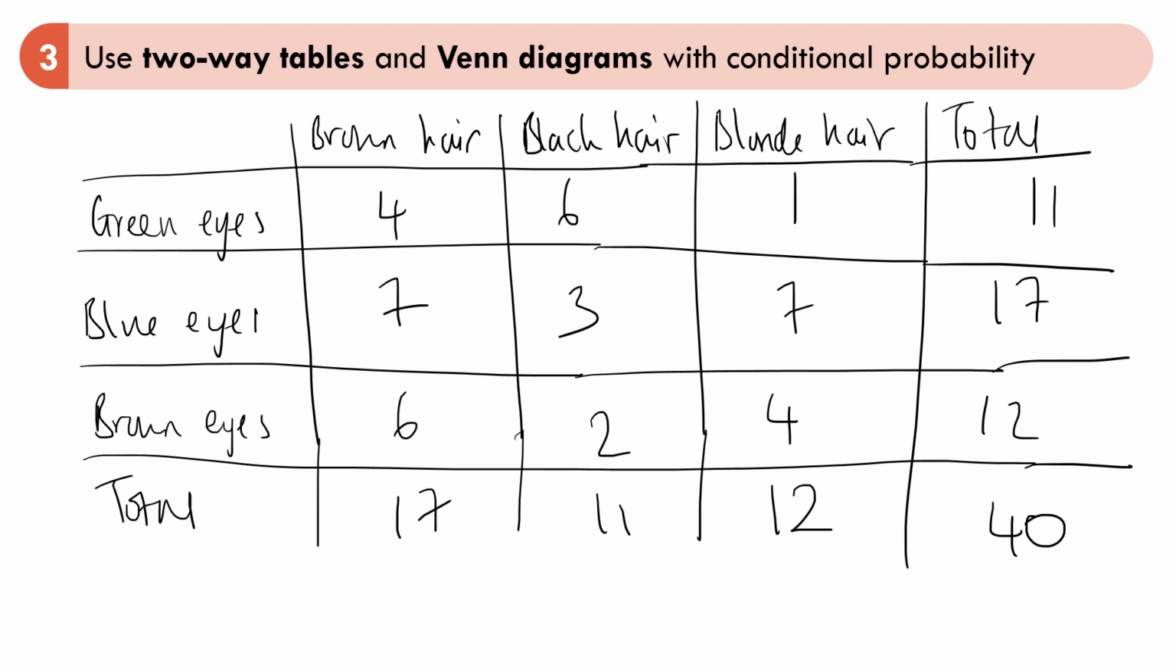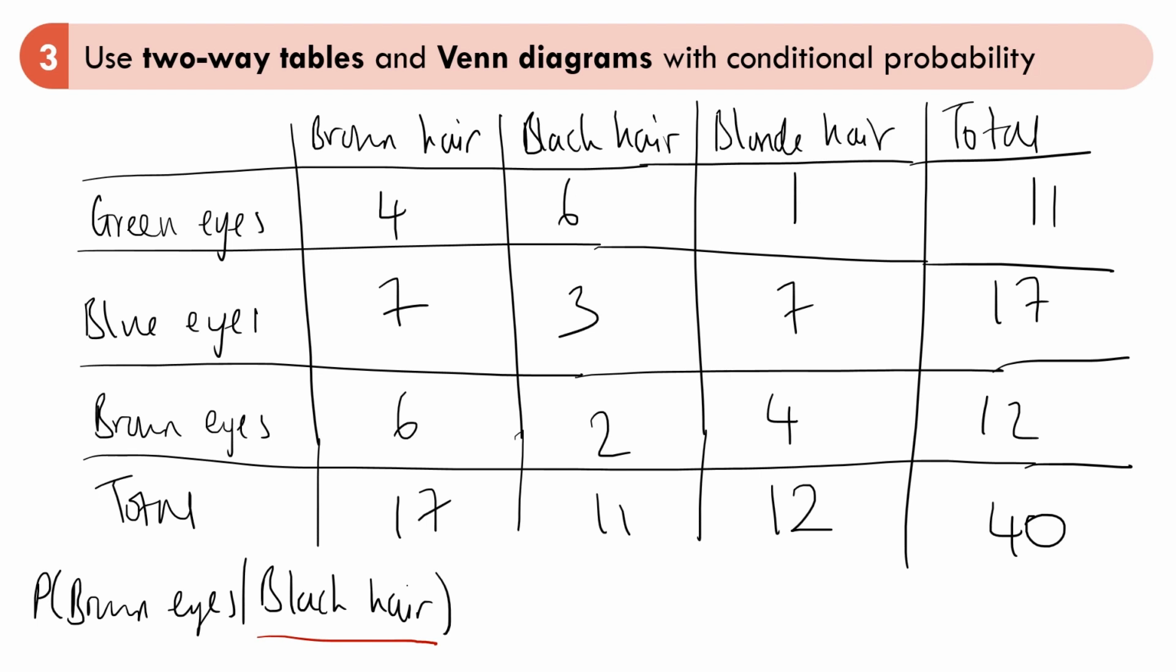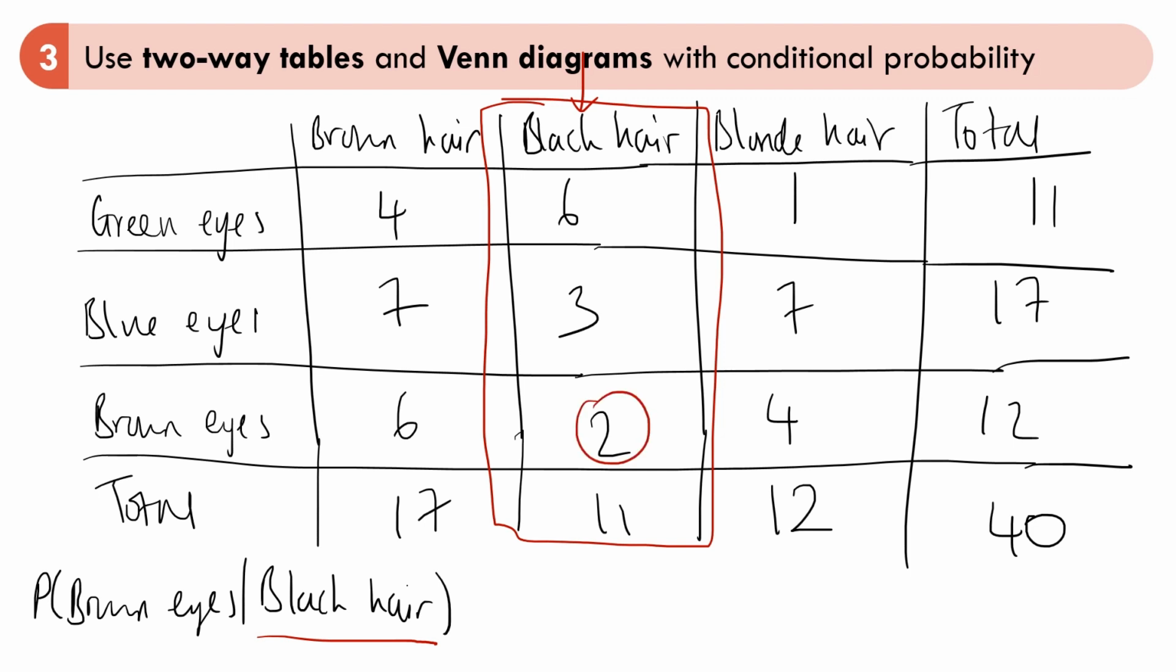Moving on to two-way tables, I've drawn out an example of a two-way table for you. Let's say we're trying to find the probability that someone has brown eyes given that they have black hair. To do this, we have to restrict the sample space. So this is the only column that we're interested in, so we're going to isolate this column here. Now we're looking for how many people have brown eyes out of all of the people who have black hair. So that is 2 people out of the 11. So we can see that this is equal to 2 over 11.